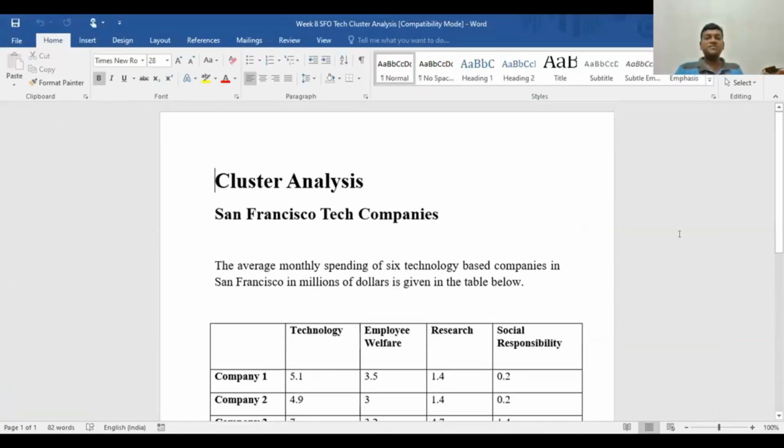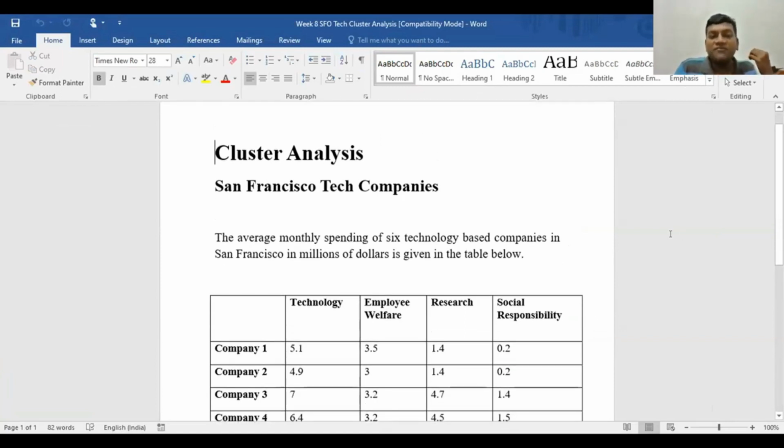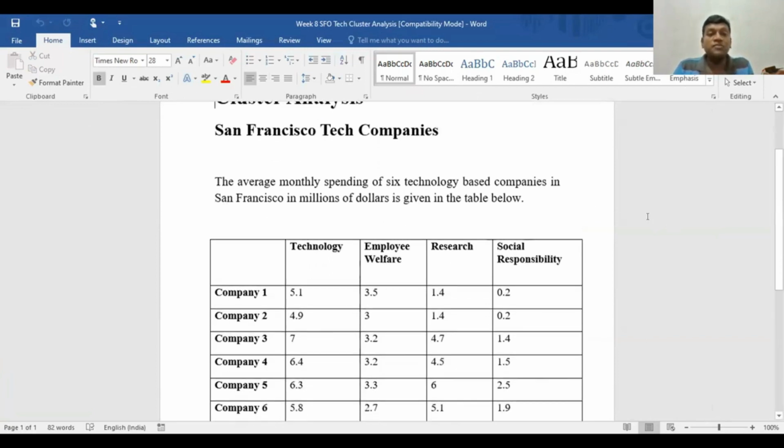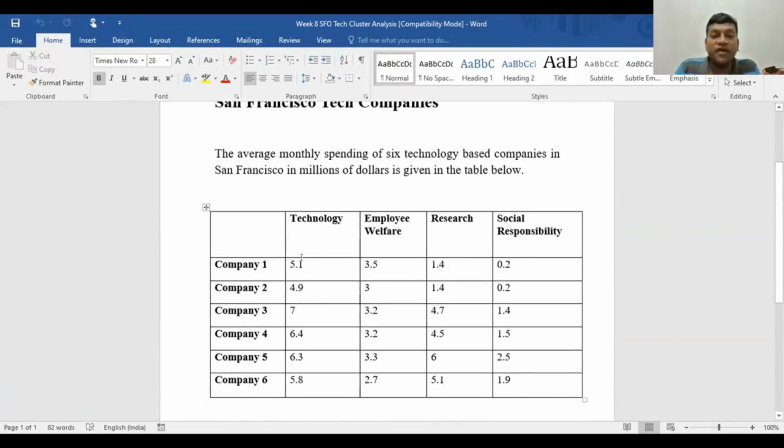Okay, I hope the screen is visible. It is talking about San Francisco tech companies. The average monthly spending of 6 technology companies based in San Francisco, in millions of dollars, is given in the table below. Company 1 spends $5.1 million on technology, 3.5 on employee welfare, 1.4 on research, and $0.2 million monthly on social responsibility. Similarly, the figures for the other 5 companies, companies 1 through 6, are given in the table.